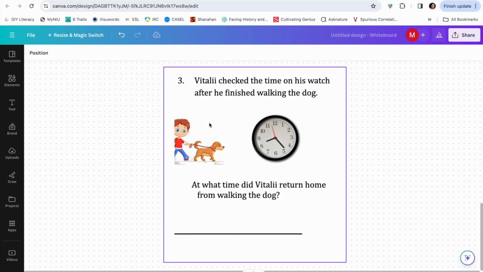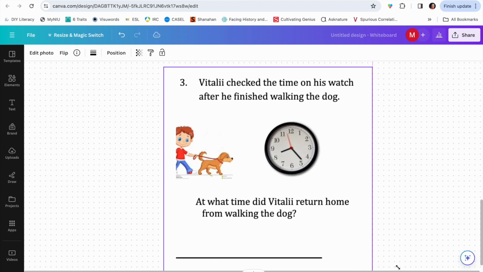Okay, my loves, number 3 is really straightforward. We're looking at Vitaly checked the time on his watch after he finished walking the dog. Well, this is his watch. What time did he return from walking the dog? So here we're just looking at this clock, or at his watch, and we're going to look at the shorthand first because that's going to be our hours. Can you guys see the shorthand versus the longhand? So yeah, this is the shorthand.